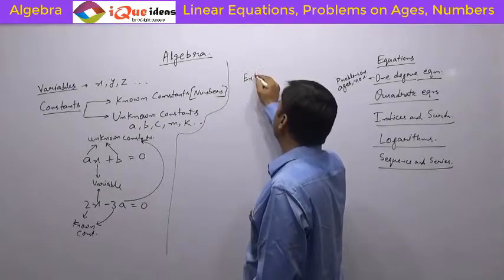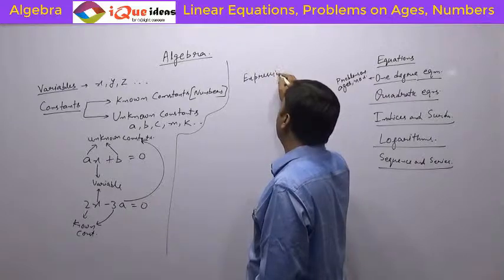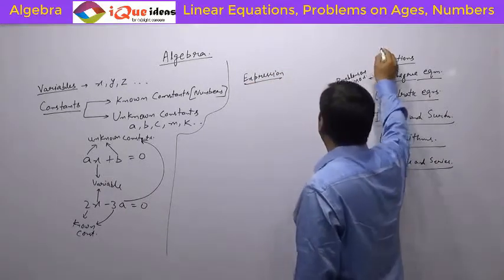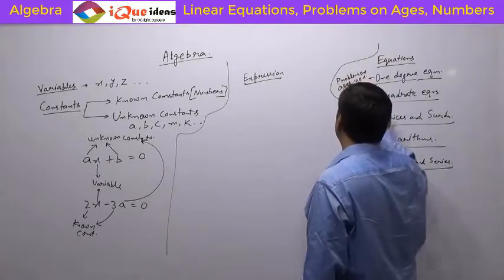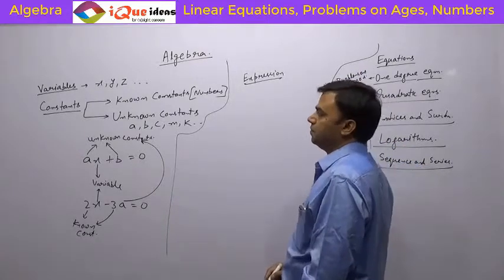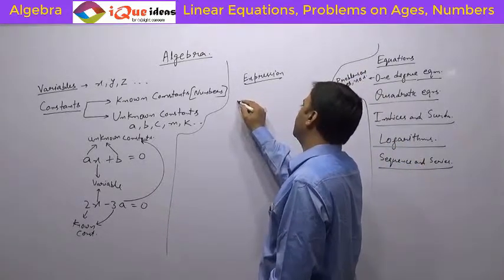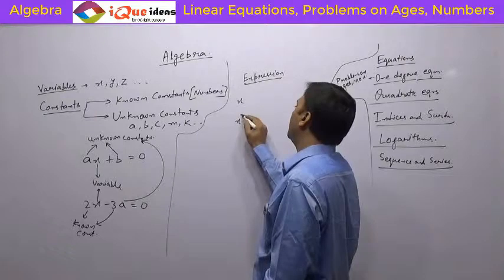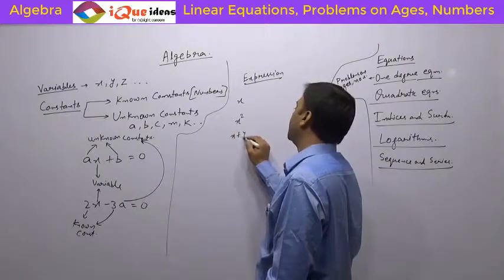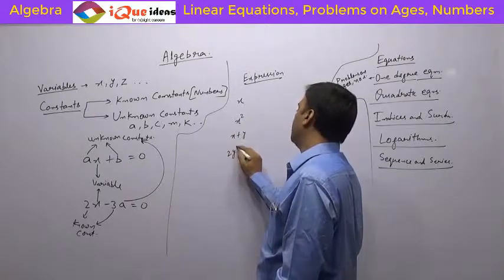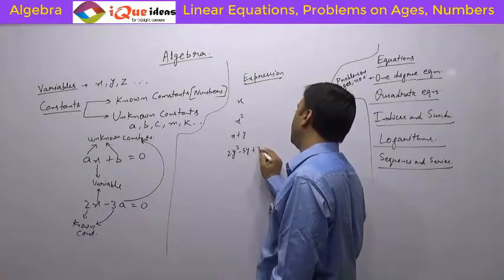Then we come to the next term, that is expression. Now, what do you mean by expression? Anything that you can create with constants and variables is an expression. Okay, let's say x, this is an expression. X squared, this is an expression. X plus y is an expression. 2y square minus 5y plus 3.